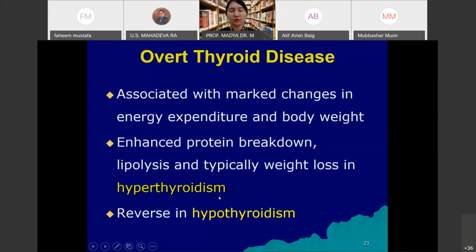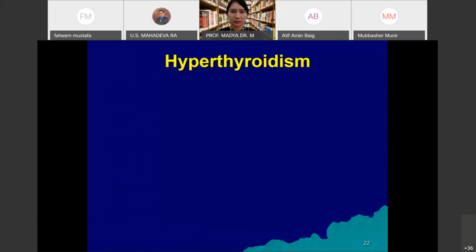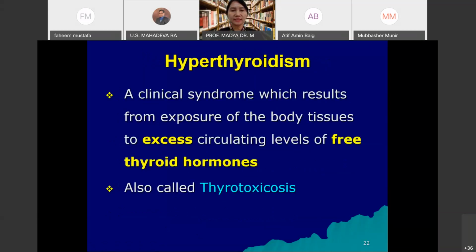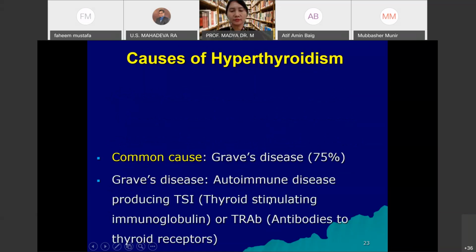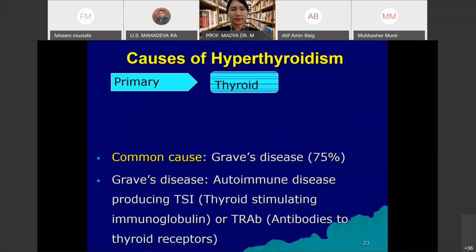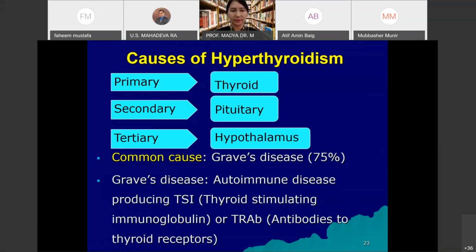So before moving on to hypothyroidism, which is directly related to our topic of obesity, I'll go briefly over hyperthyroidism. It is a clinical syndrome resulting from exposure of the body tissues to an excess circulating level of free thyroid hormone, also called thyrotoxicosis. Causes: primary is at the thyroid itself; secondary, according to the regulation, is at the pituitary; tertiary is at the hypothalamus level. The common cause is Graves' disease, an autoimmune disease producing thyroid-stimulating immunoglobulin, or antibodies to thyroid receptors.